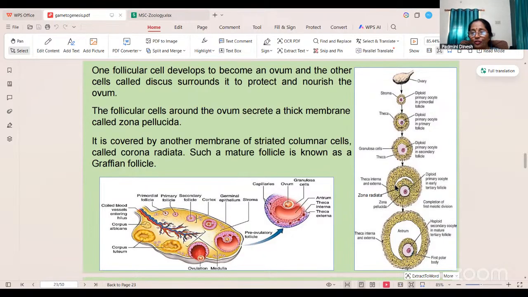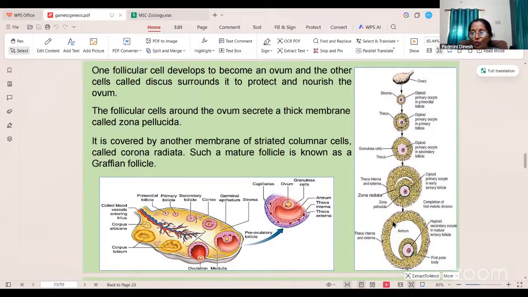Because the sperm has to digest this zona radiata and zona pellucida to get itself inserted into this egg over here. So that is the reason why these two layers are very, very important, zona pellucida and zona radiata.